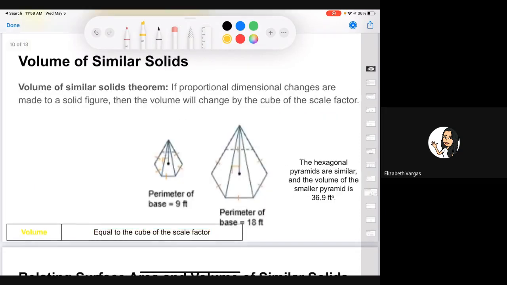Okay, so we'll look at an example of this. Here's an example. So the volume of similar solids theorem says if proportional dimension changes are made to a solid figure, then the volume will change by the cube of the scale factor. Okay, so here we have it.